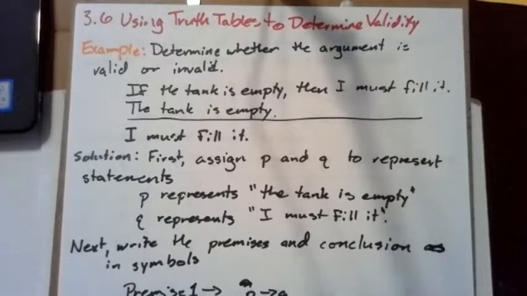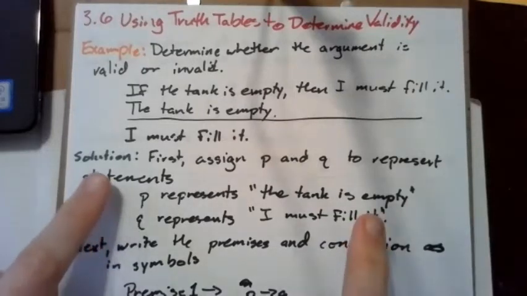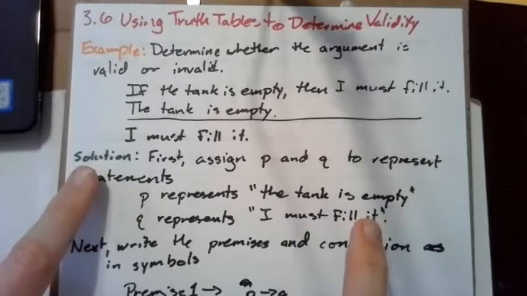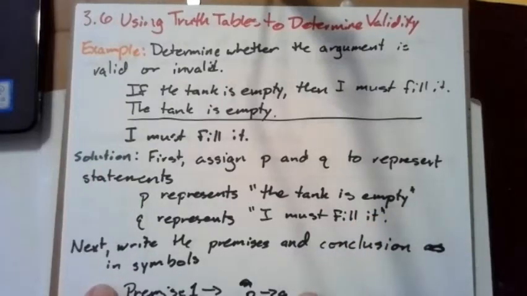The first thing we do is assign P and Q to represent the statements. P represents the tank is empty and Q represents I must fill it. Now we write the premises and the conclusion in symbols. The first premise, if the tank is empty, then I must fill it, we write as if P then Q. Premise 2 is the tank is empty, so that's just P. And the conclusion is I must fill it, which is Q.